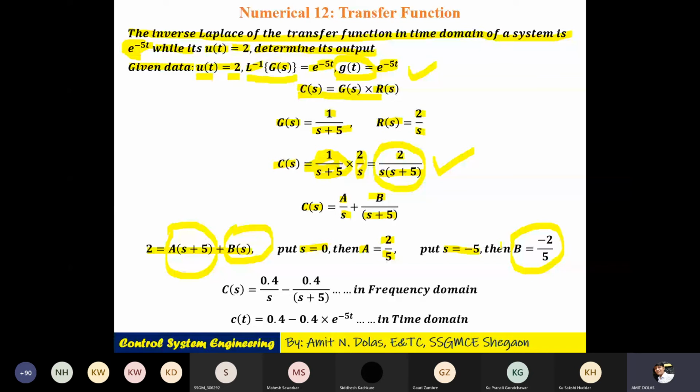It is nothing but 0.4. So putting this value into the given equation, C of S, still in the frequency domain, equals 0.4, which is 2 by 5, divided by S minus, and this gives 0.4 divided by S plus 5. This is in the frequency domain.